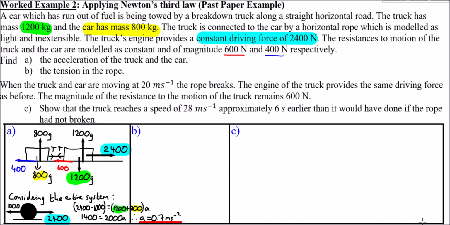Part B. Need to think about the tension in this rope. So we could do this either by considering the truck or the car. It doesn't matter which one you pick. Again, like I've shown you in the previous examples, there's more than one way of tackling any given problem. What I'm going to suggest is we just pick on going for the car.